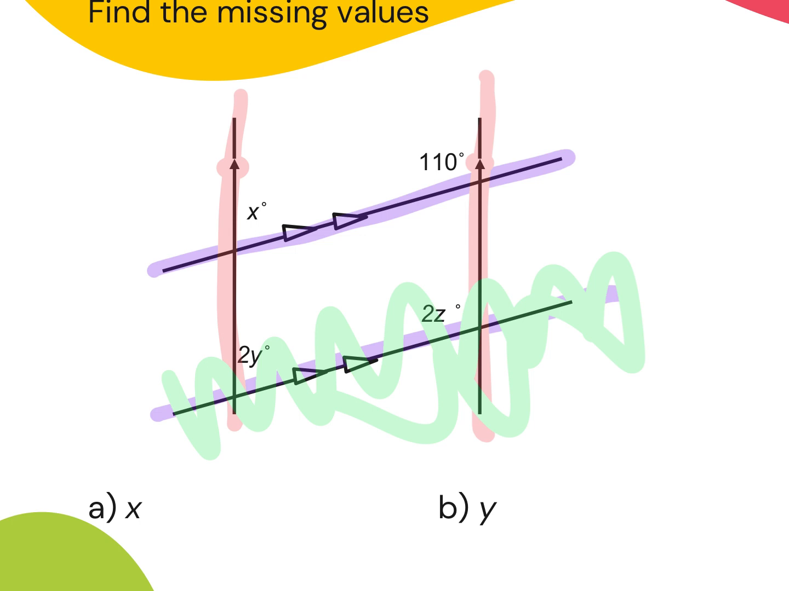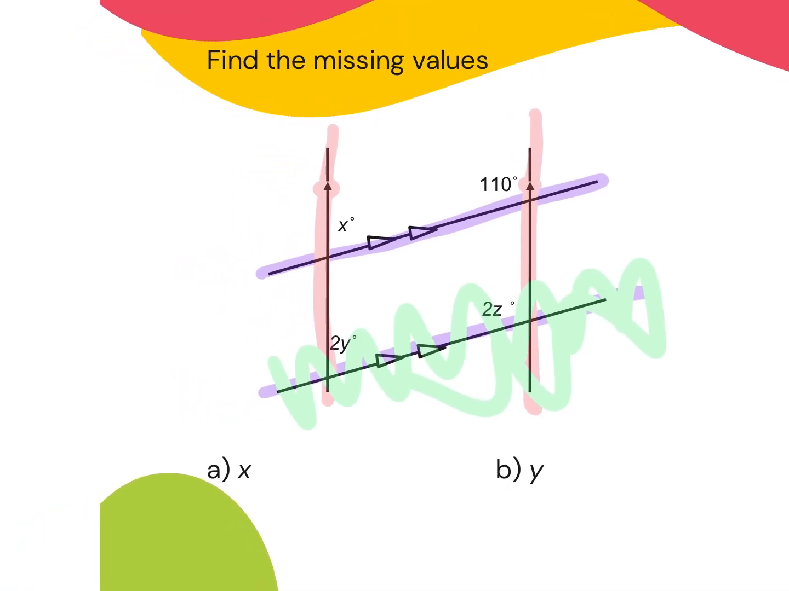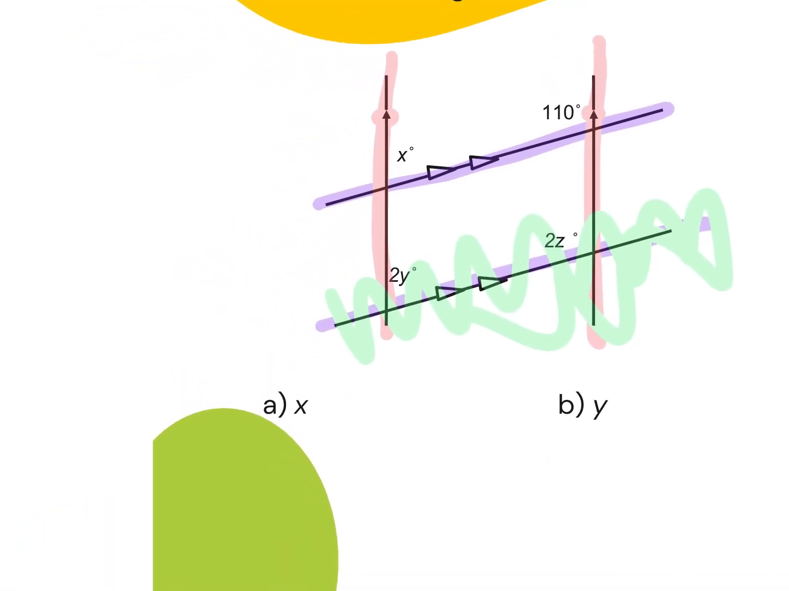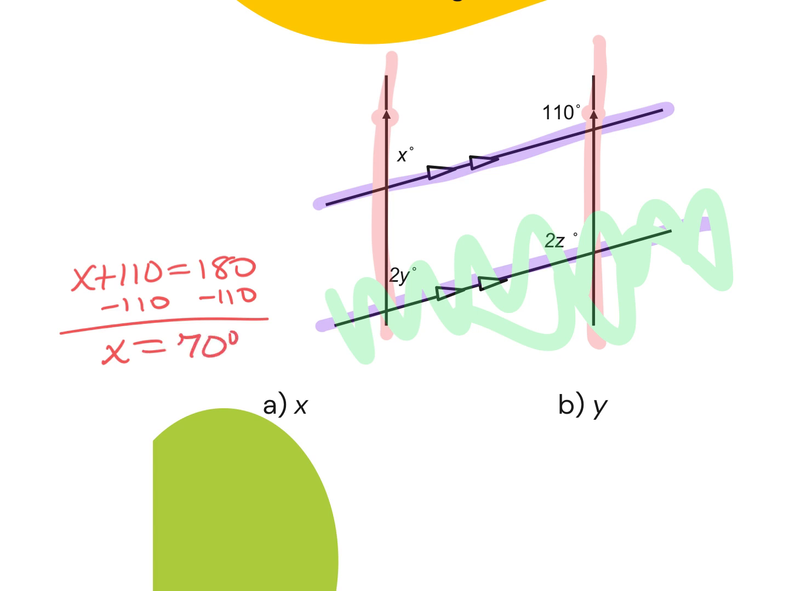What do we know about the measures of consecutive interior angles? Are they congruent or supplements? Beautiful, they're supplements. So what I can do here, and this is how you can do your homework, is if they ask you to write an algebraic equation, you're going to do x plus 110 equals 180. But essentially, if it doesn't ask you to write an algebraic equation, all you're really doing is subtracting 180 minus 110, and x equals 70 degrees.